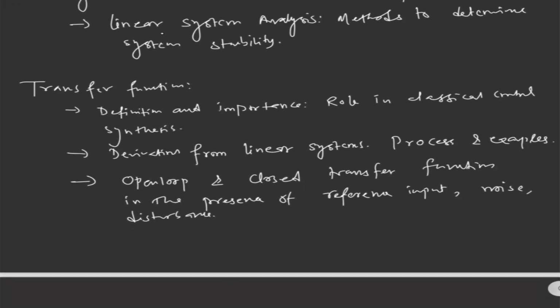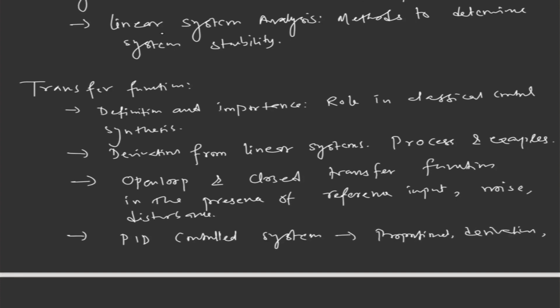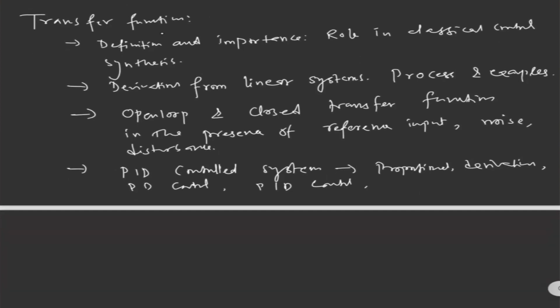Then we have discussed how we can come up with the PID controlled system. So here we have discussed proportional control, derivative control, PD control, and PID control. And what are the significance of the individual controls in the closed loop control system? We have discussed them in detail.